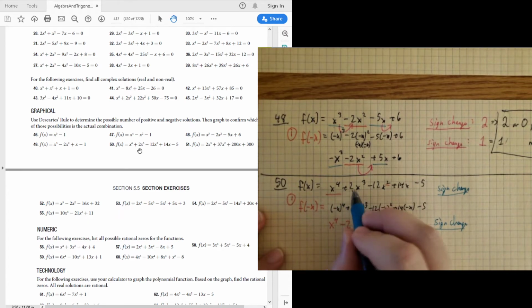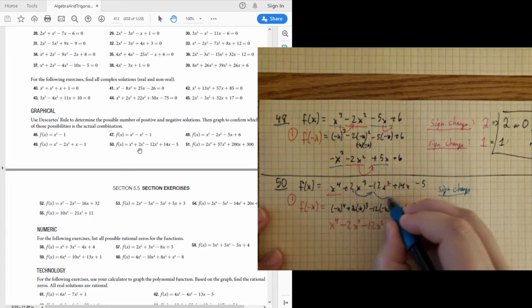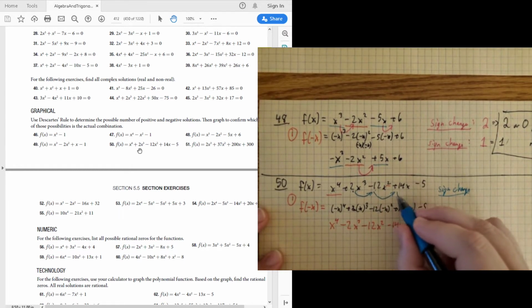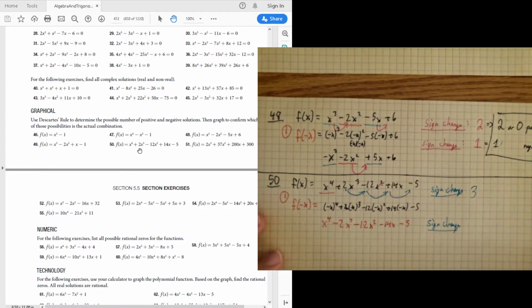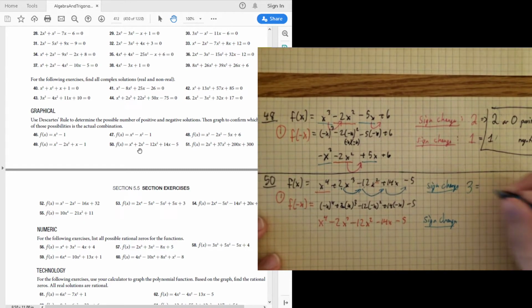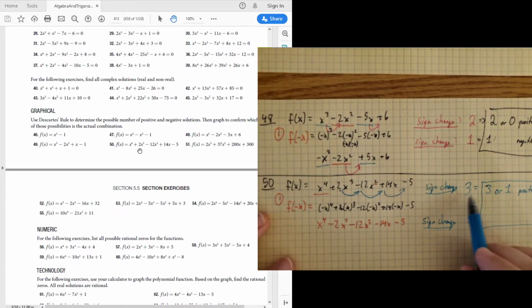Positive, positive, no change. Positive to negative, there's one change. Negative to positive, there's one change. Positive to negative, there's one change, which means there are 3 sign changes, which tells me there are either 3 or 1 positive solutions. Remember, there's either 3 positive or 2 of them are complex, meaning there's only 1 positive.